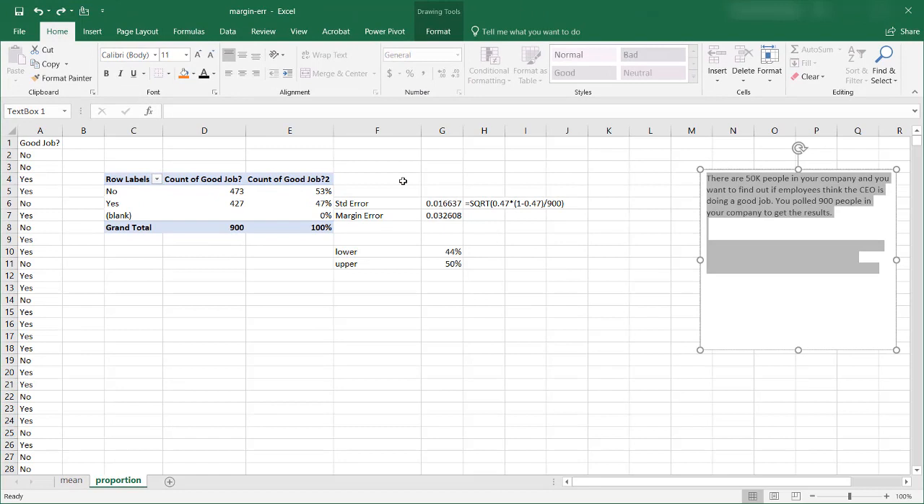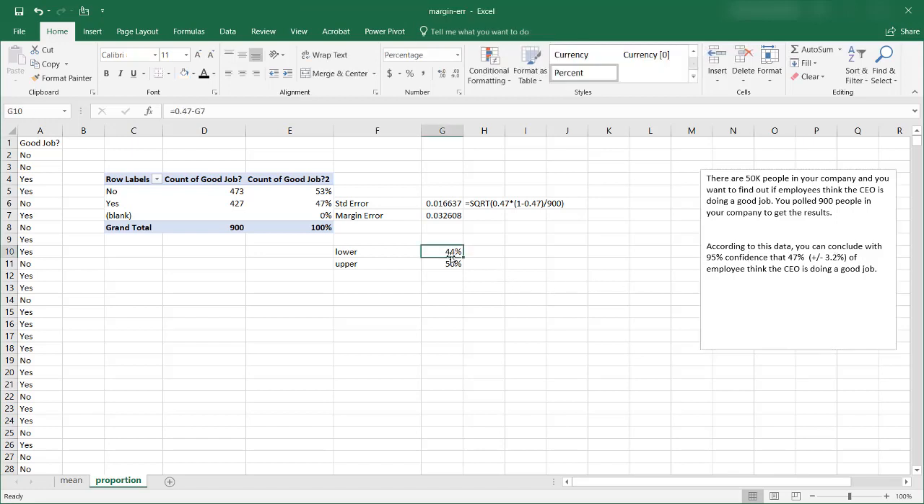And basically what we're saying here is that we are 95% confident that 47% of our employees think the CEO is doing a good job, plus or minus 3.2%, right? That's where our 44% and 50% come from, that plus and minus. So that's what we're saying.